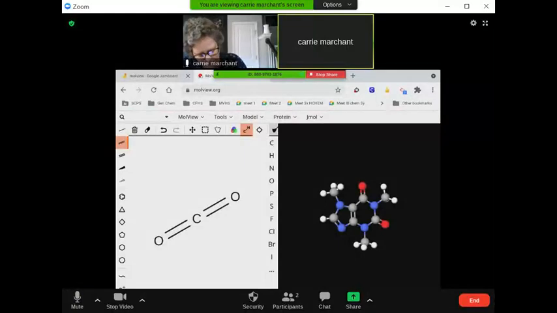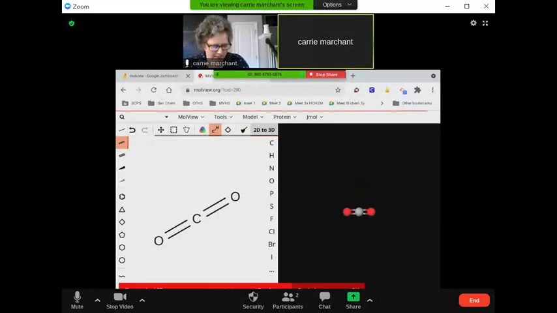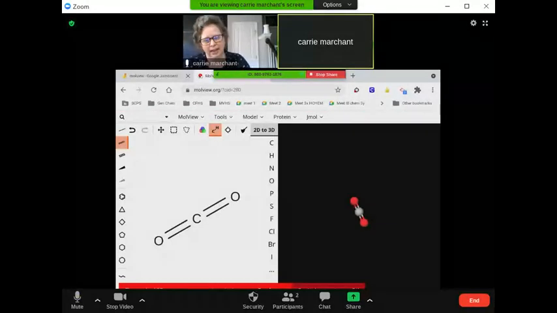So once the model on your paper looks good, change over from 2D to 3D. Now you have your carbon dioxide over there. You'll screenshot that. So you have your Lewis dot structure in the paper space and model space, and that's what you get credit for. Any questions on how to do MolView?